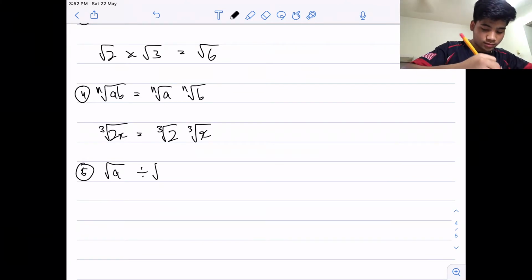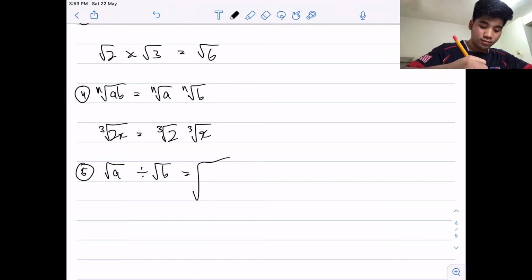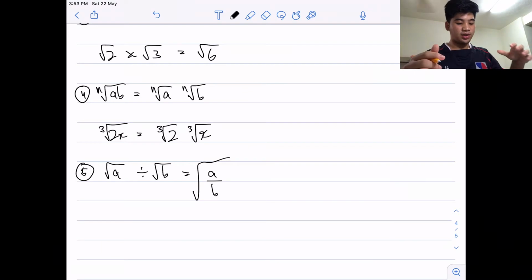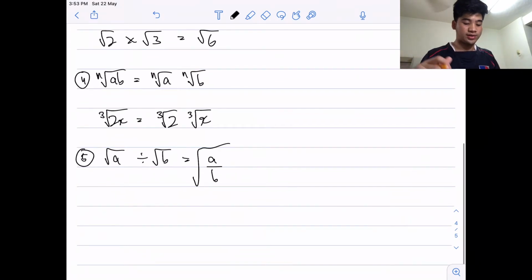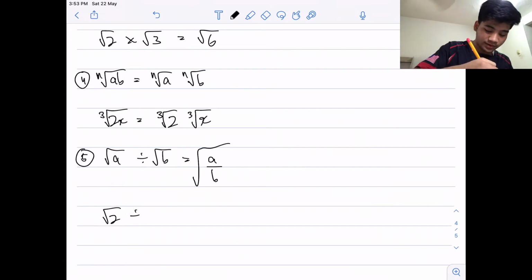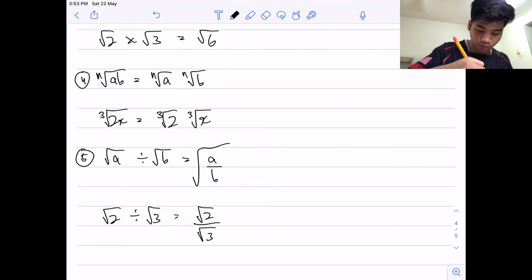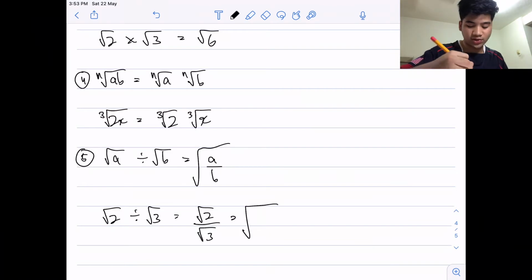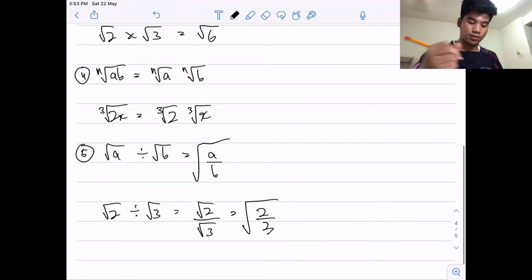Root a divided by root b. So this can be rewritten as big root a over b. Alright, since you would actually be getting like root a over root b, and then you could put them into the same root basically. So let's give an example. I've been given root 2 divided by root 3. So I could write this as root 2 over root 3, or I could just straight off write this as root 2 over 3 under one root, alright?